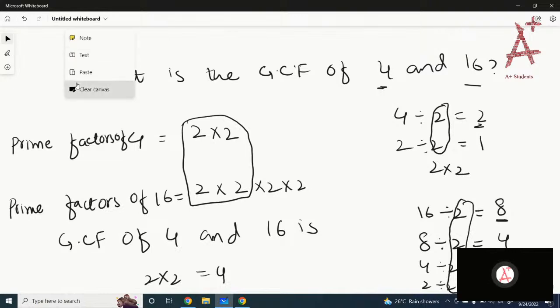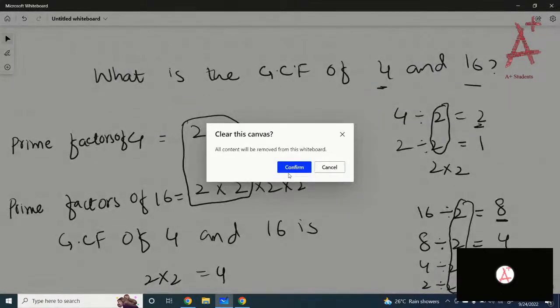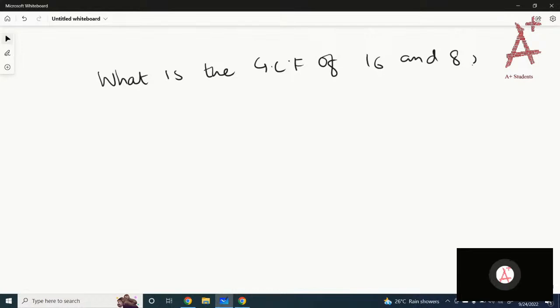Okay, the next one is, what is the greatest common factor of 16 and 8? What is the GCF of 16 and 8? You are given two options. They are 8 and 16. So do you know the answer? The answer is 8. Let's see how.